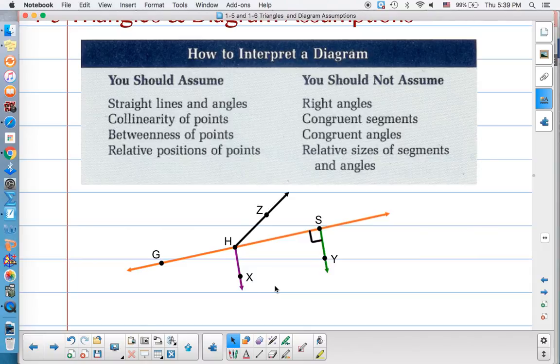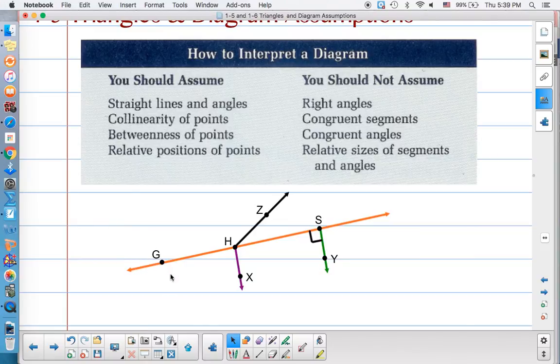Collinearity of points. Points G, H, and S are physically lying on that line together, so they are collinear. Points G, H, and Z are clearly not collinear. We're not going to have a situation where the point is sitting so close to the line that you can't tell. If we want to indicate a point is on a line, it will appear to be. If we want to indicate that a point is not, it will definitely be clear that it is not.